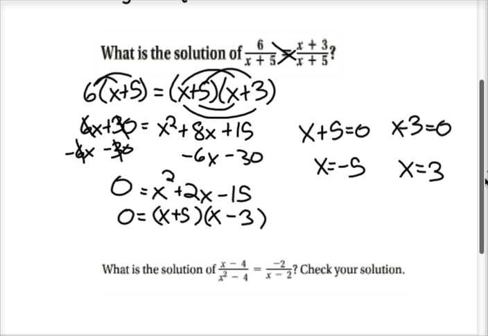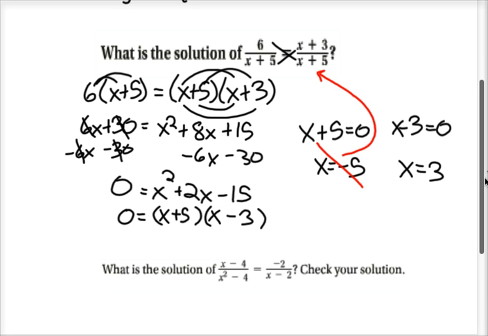Now, the reason that I bring up extraneous solutions is because take a look at what ends up happening. If I have negative 5 and I plug it into my original equation, what ends up happening? Well, when I put negative 5 in the denominator, wouldn't that make me divide by 0? So we have an issue here. We have one of our solutions. However, when we plug it back into the original problem, we can't use it because we would end up having to divide by 0, which we know we can't do.